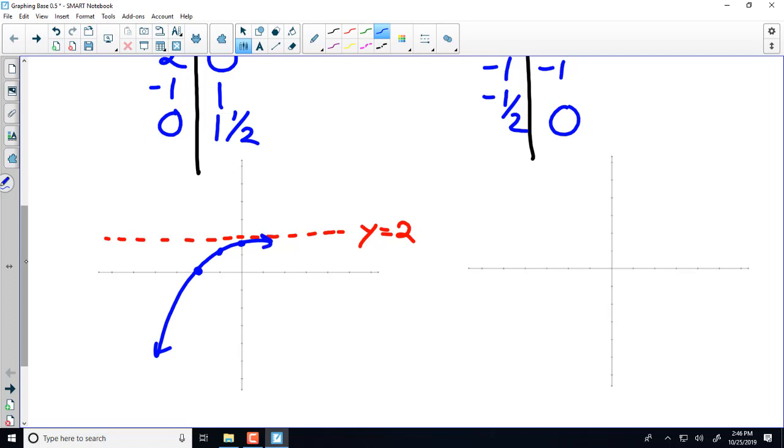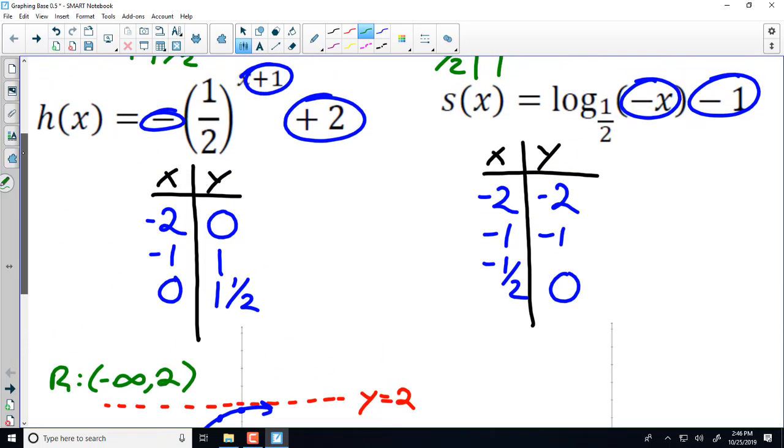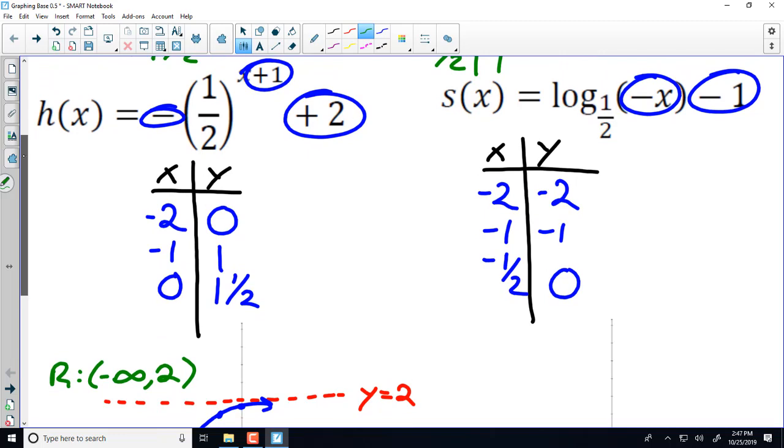Now the domain is still -infinity to infinity. That hasn't changed, but we do have a new range, and our range is going to be -infinity up to 2, not including 2. So that's our exponential graph. It has to have a horizontal asymptote because it's exponential, just like our logarithm graph over here is definitely going to have a vertical asymptote. So let's figure out where that is.